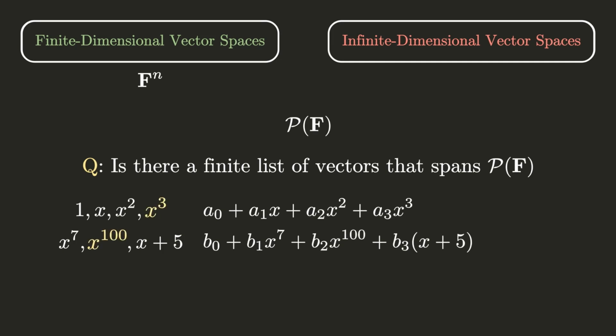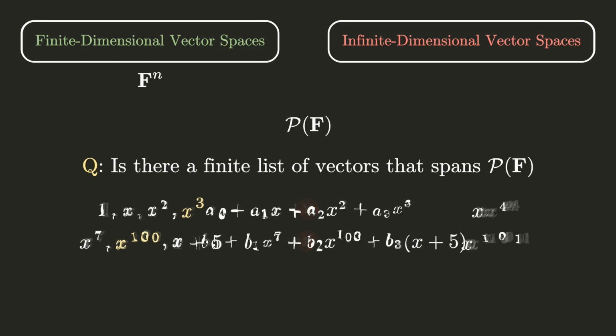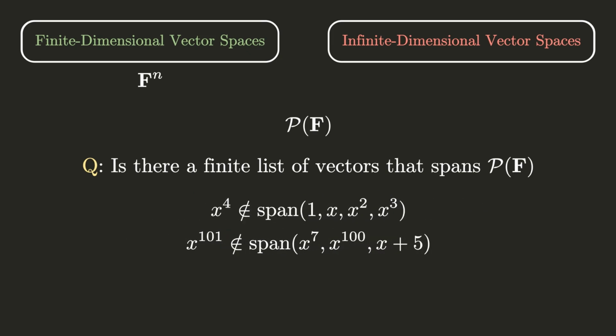Now for each of these lists of vectors, we can find the vector of the highest degree. For the top one, it's x cubed. For the bottom one, it's x to the 100. If we take them and raise their powers by 1, we get x to the 4th and x to the 101, neither of which can be represented as linear combinations of the original vectors. So they're not within the corresponding spans either.